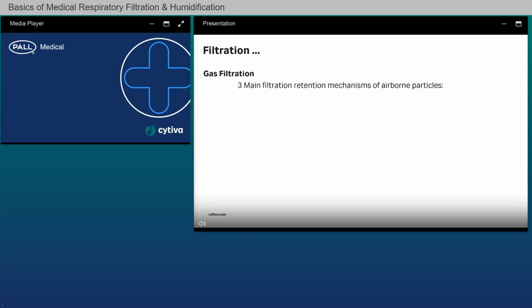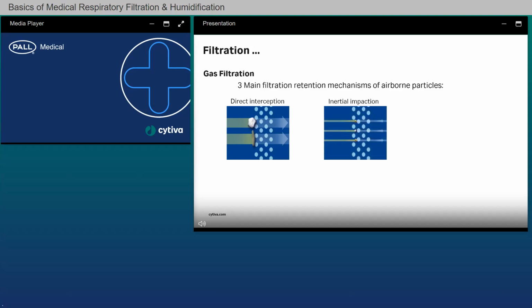Physics is an amazing subject, and we have three main mechanisms which help us to catch even extremely small objects. The first one is the one everybody thinks of when they think about filtration. It's a grid. Holes and membranes which are small enough to catch objects. This is called direct interception. Whatever is too big will not pass through.